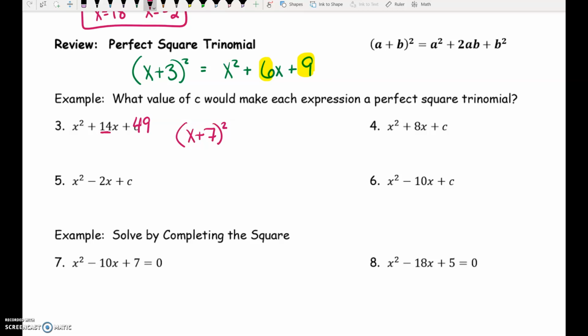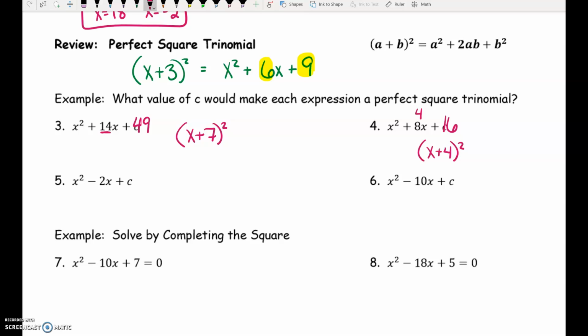Let's try number 4. First of all, what would C have to be to make that a perfect square trinomial? 16. Half of 8 is 4. I find it helpful to write that number up above, and then 4 squared is 16. So C would have to be 16, and then the factored form would be x plus 4 squared.